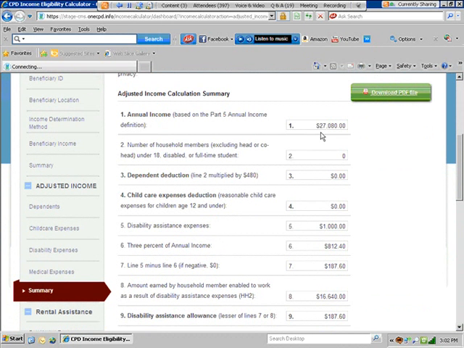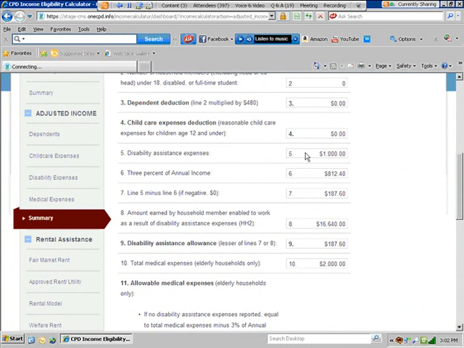But we had annual income, as we showed you a little bit ago, and then we're going to go ahead and take a look at a couple of their other deductions. So they have that $1,000 in disability, okay? They also had the $2,000 in medical.